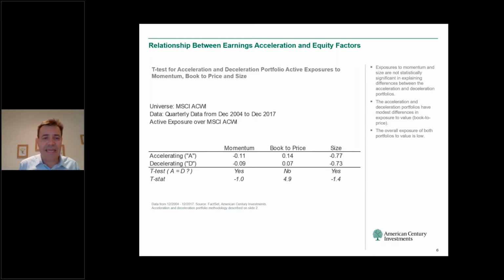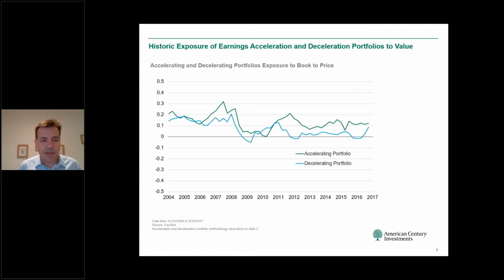So let's dig into this point about value a little bit more, and we can see how it's evolved on the next slide. So although we did find some significance in terms of the difference between the two portfolios, what you can see here is that over time, the overall magnitude of those exposures to value is actually very low. So you can see on average, the exposure is close to neutral. And in fact, the tilt in terms of the value exposure in the acceleration portfolio was just 0.07.